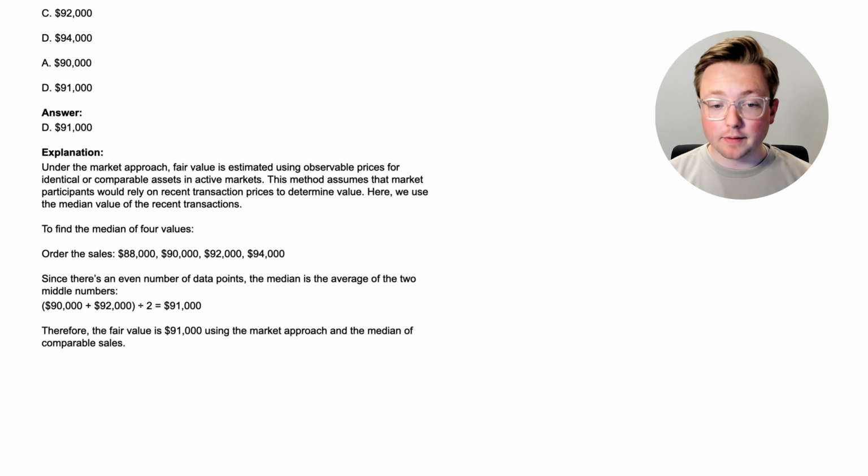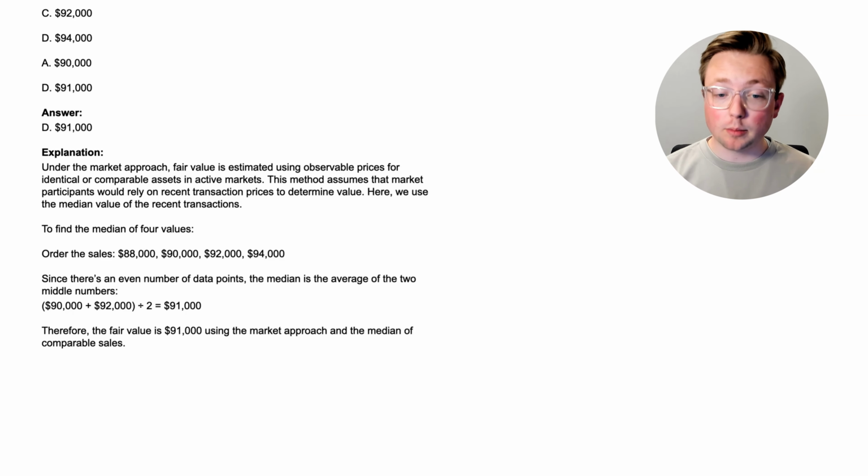Here we use the median value of the recent transactions. As far as what I've seen, frequently you're going to be using the median value when it comes to the market approach. Maybe there are other ways to do it as well, but this is one way that I wanted to show you. To find the median of the four values, you have to order them. So go from lowest to highest: 88,000, 90,000, 92,000, 94,000. Since there's an even number of data points, the median is the average of the two middle numbers.